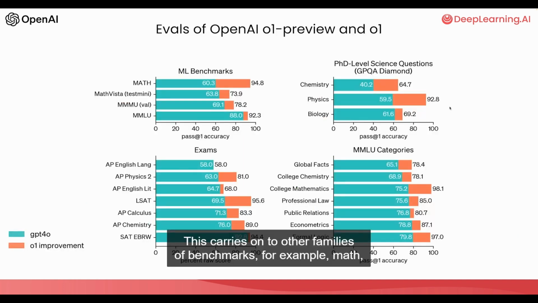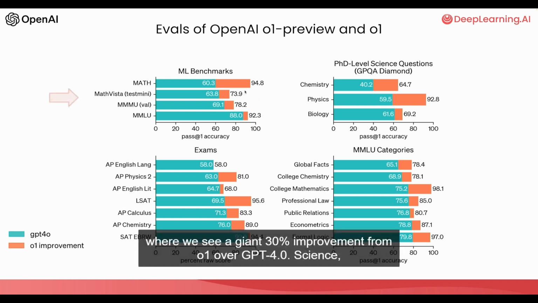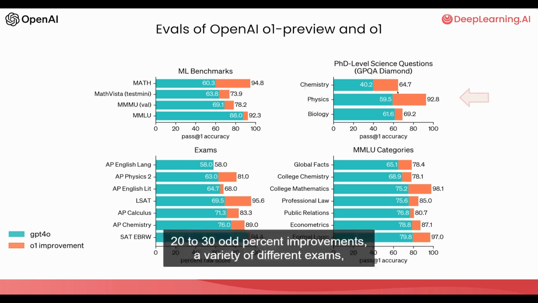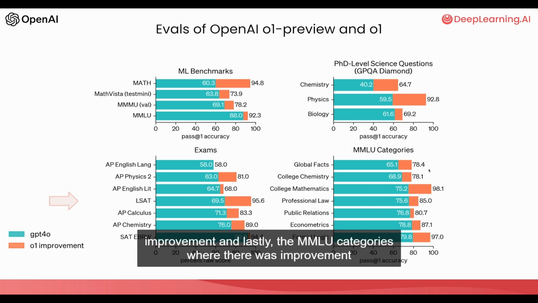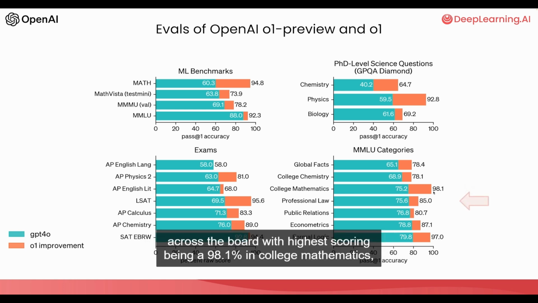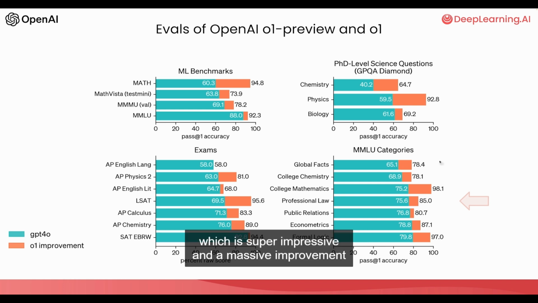This carries on to other families of benchmarks. For example, math, where we see a giant 30% improvement from O1 over GPT-4o. Science, 20 to 30-odd% improvements. A variety of different exams, most impressive one here being the LSAT at almost 30% improvement. And lastly, the MMLU categories, where there was improvement across the board, with the highest scoring being a 98.1% on college mathematics. Just super impressive and a massive improvement over the previous family of GPT-4o models.